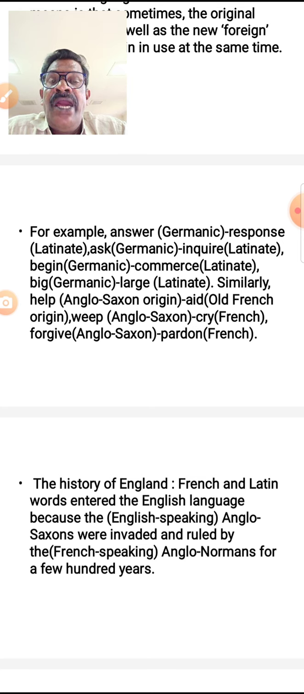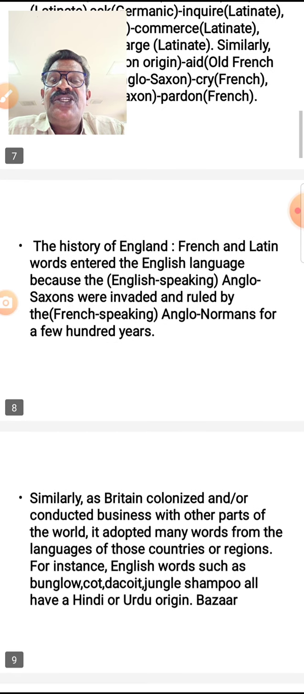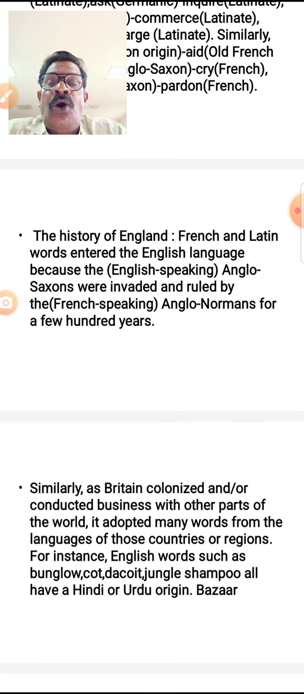Similarly, help, that means from Anglo-Saxon origin, aid from Old French origin; weep in Anglo-Saxon, cry in French; forgive in Anglo-Saxon, pardon in French. So let us go for the history of England in short.